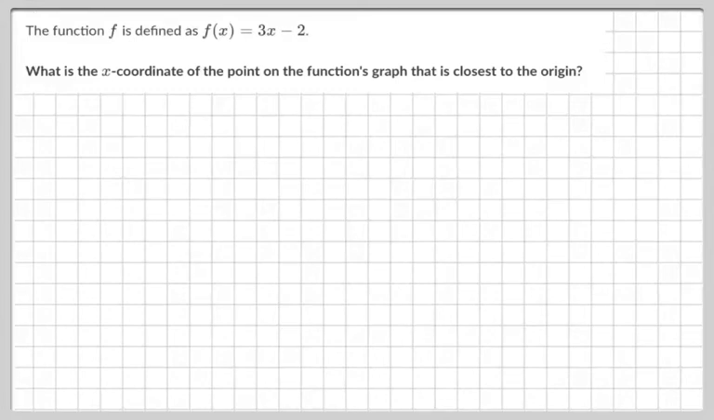Optimize! Mr. Patey here, giving you guys an instructional video on optimization. Now you'll notice that this problem doesn't say optimization, it just says find a point that's closest to the origin.